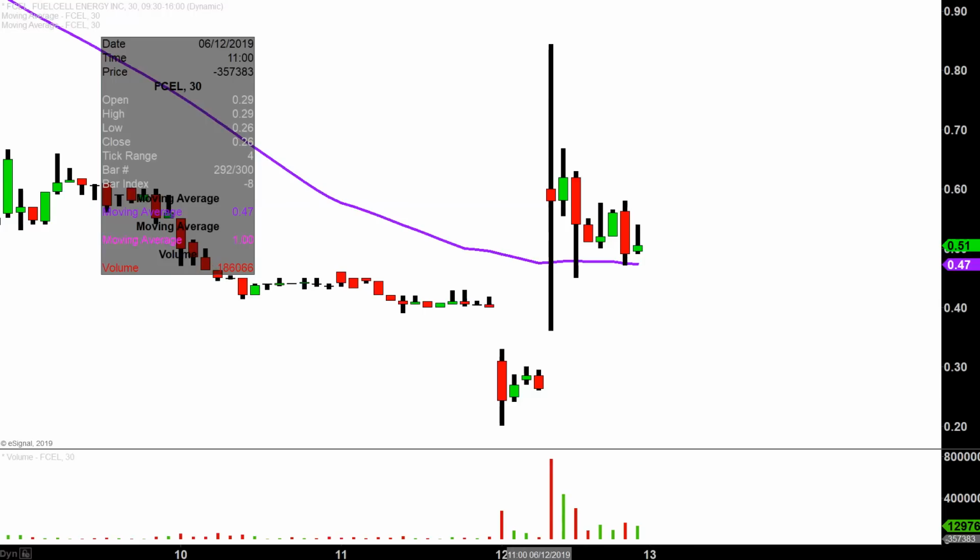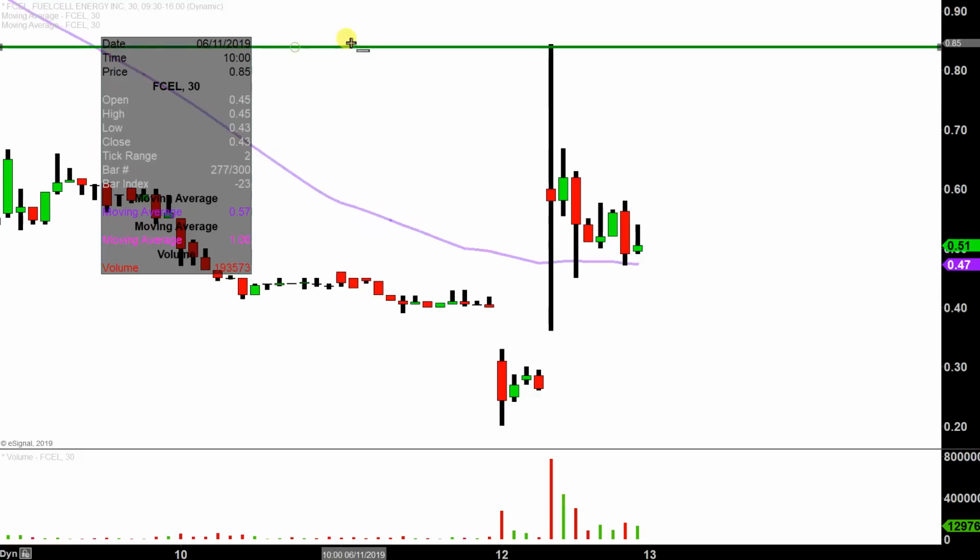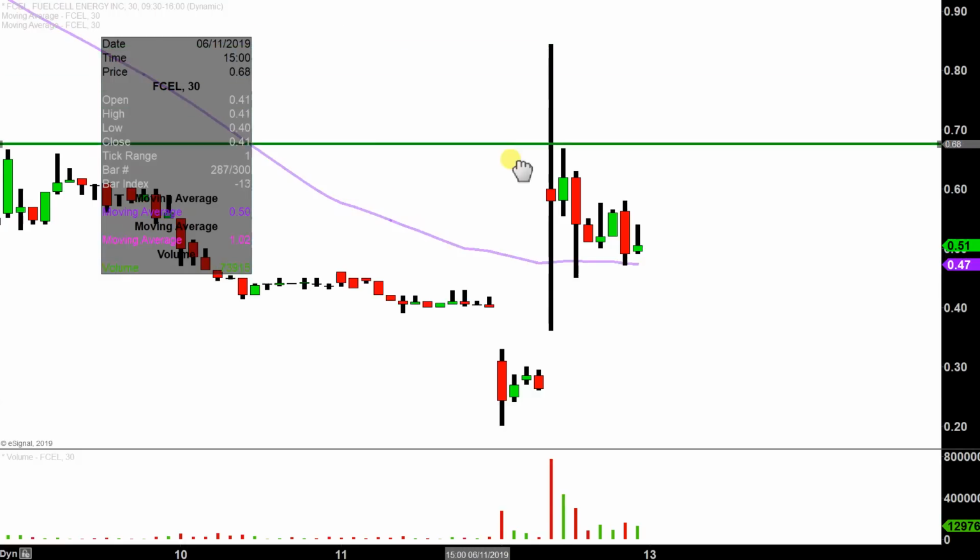Absolutely crazy mover today. The volume came pouring in. This thing got halted for a while. So all over the place. So definitely a lot of eyeballs going to be on this one going into Thursday. So let's map out some areas of support and resistance.